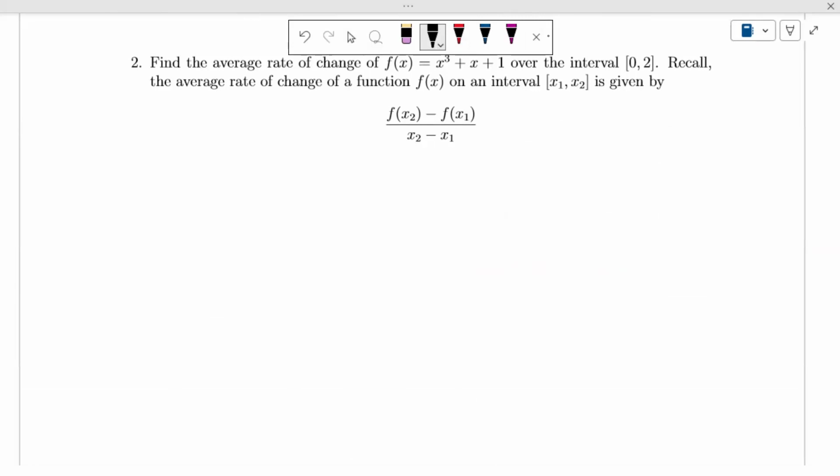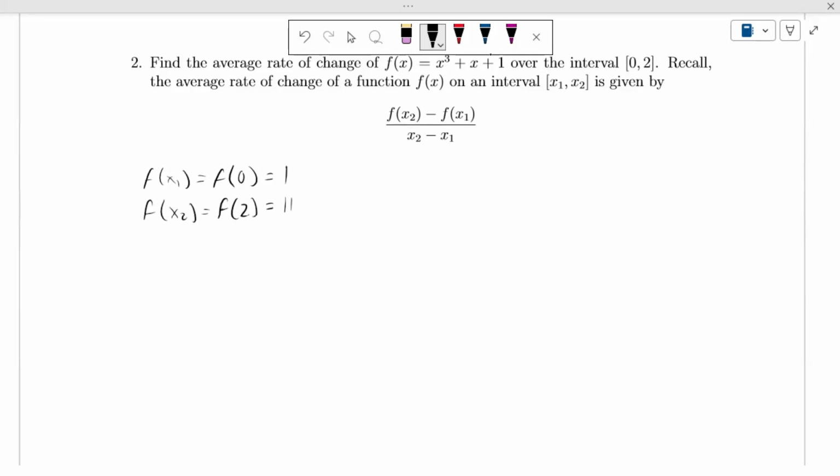All right. So all we have to do is just plug it into the formula, right? So I'll go ahead and compute what f of x1 is, right? My x1 is 0, so it's just f of 0. So I'm plugging 0 into this function, and I'm just going to get 1. F of x2, right? That's my second x value, which is 2. So it's f of 2. So I'm plugging 2 into this function, and I get 8 plus 2 is 10, plus 1 is 11, right? Okay. So that's f of x1, that's f of x2, right?